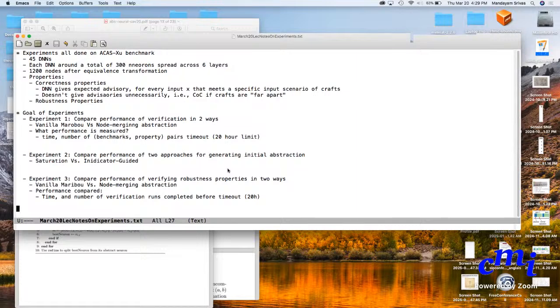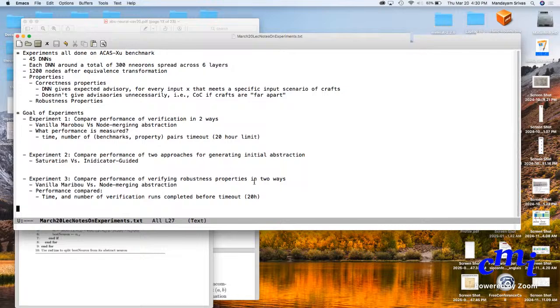Similarly, as I told you, there is a choice in the way that you select your initial abstraction, either doing it to saturation or this indicator guided abstraction, and they did the same experiment using these two different kinds of initial abstraction to see which one fared better. And there were special experiments done for robustness properties as well.